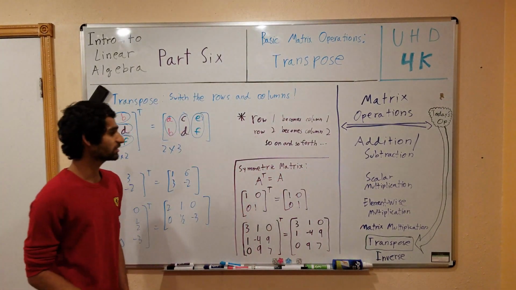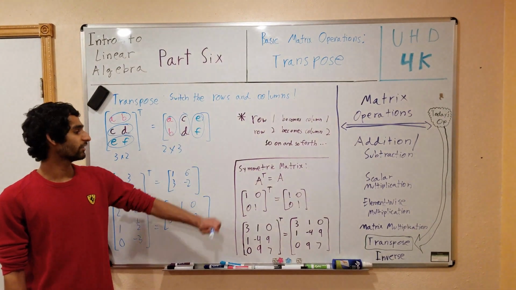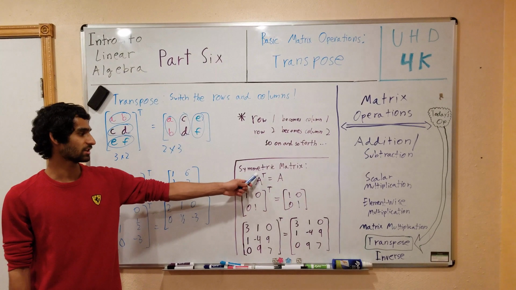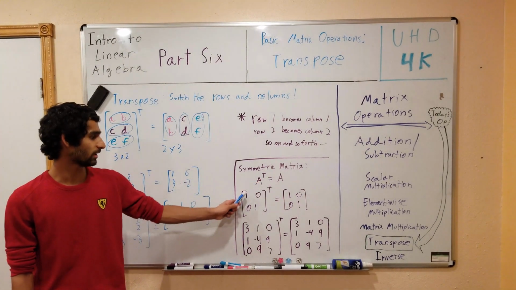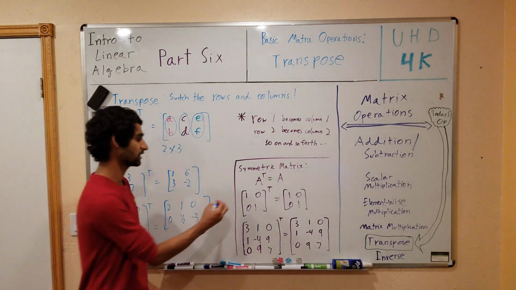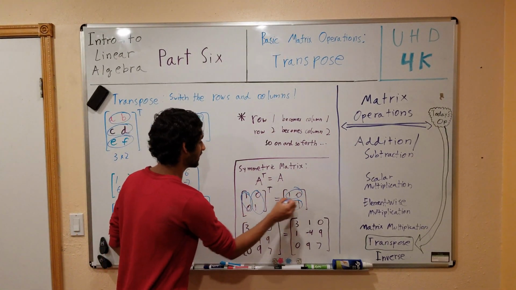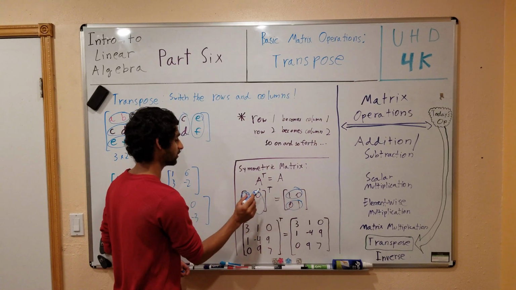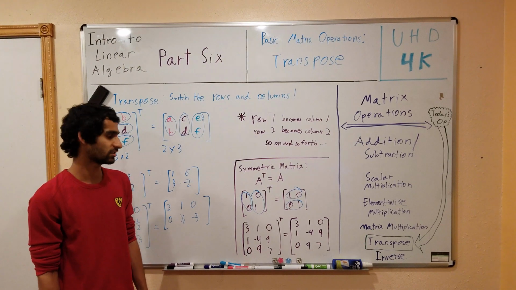It's important to note that we have a special type of matrix called the symmetric matrix. It's defined by this: if I have a matrix A and I take its transpose, I should get back that same matrix A. This matrix over here, 1, 0, 0, 1, if I take its transpose, first row becomes first column, second row becomes second column. You can clearly see that you end up with the same matrix after taking the transpose.